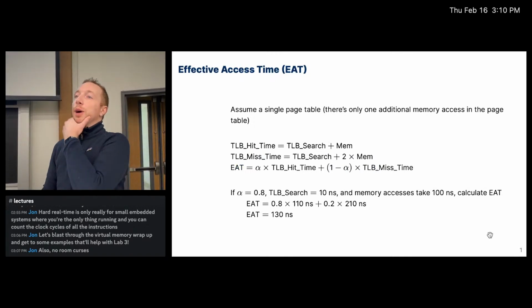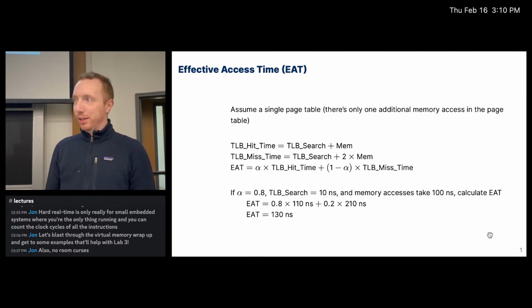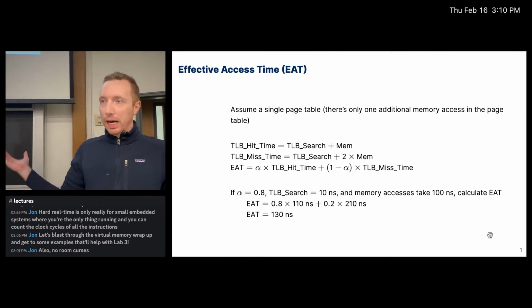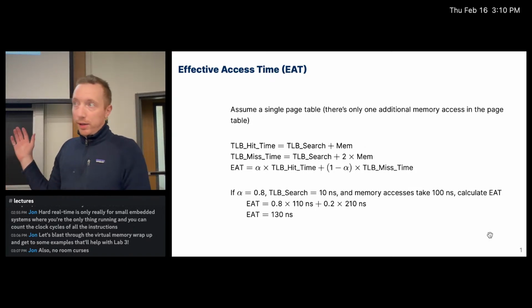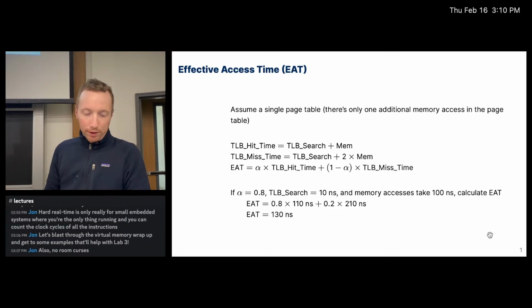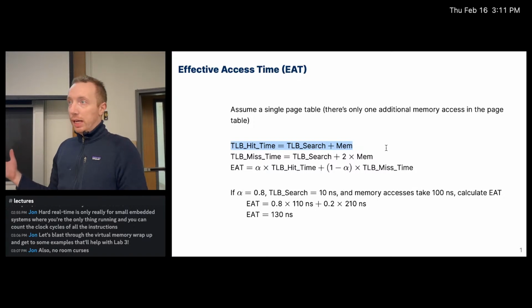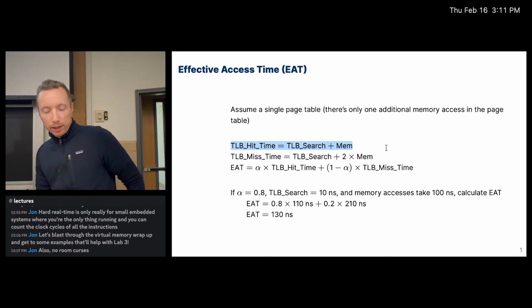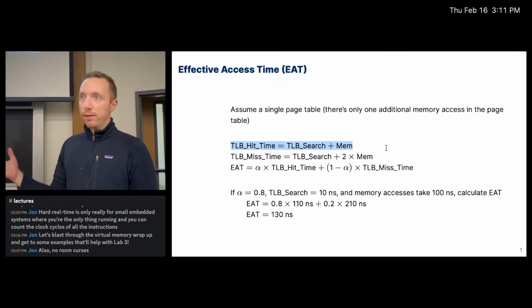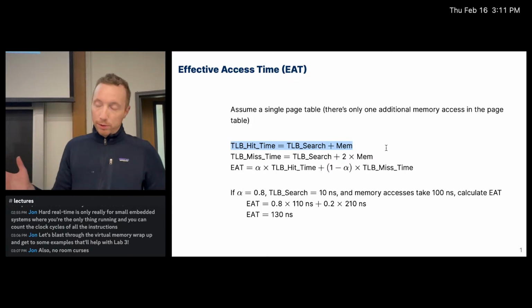So where we ended off with virtual memory, we were talking about how slow it is to actually translate addresses, and we essentially put a cache in front of it. So if we assume a single page table, so there's only one additional memory access, this is how you calculate the effective access time of memory. So there's the TLB hit time, which is just the time it takes to look up something in the cache, because that will take a little bit of time, and then the time of the original memory access. So that's like the overhead of adding a cache, and that's the best case you can get. If you were just accessing physical memory, it would just be the original memory access.